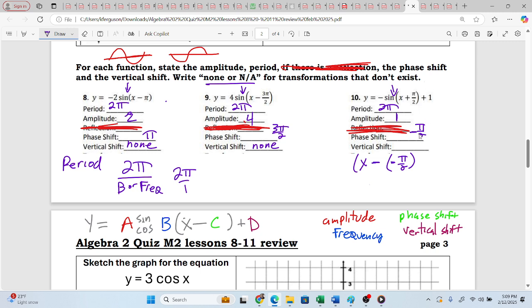So then finally, let's get to that vertical shift. Outside of all of this, I've got plus 1. So after all the work is done, my cousin wants to come around. Nope. So that means my vertical shift is just 1, or positive 1. So that's all of that.